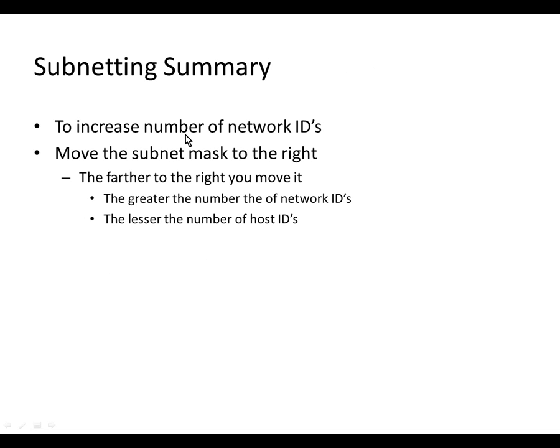So to increase the number of network IDs, we move the subnet mask to the right. The farther to the right you move it, the greater the number of network IDs that you have, but the lesser the number of host IDs that you are left with. And this concludes part 2.